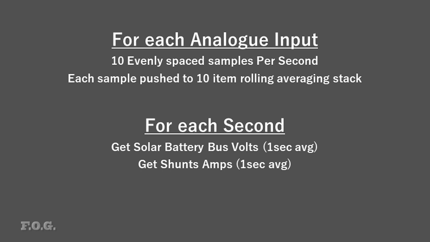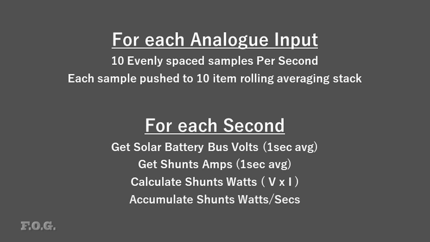From that, I can then easily calculate the power in watts simply by multiplying the bus voltage and the current values together. And finally, I use these watt values to create an accumulated value representing the watt seconds value for each of these values that I'm tracking. Of course, when I'm displaying the values on the UI, I actually divide them down and show them as kilowatt hours.